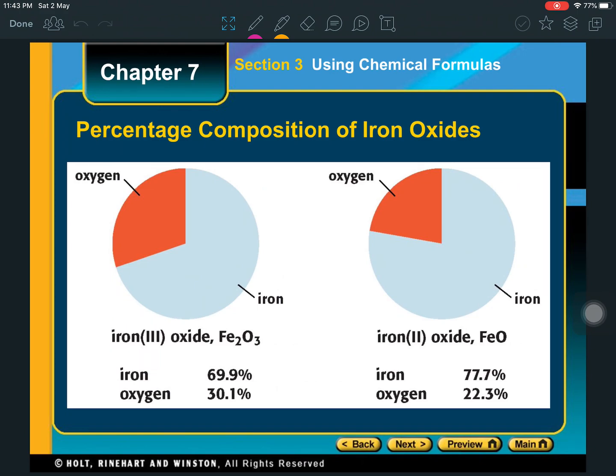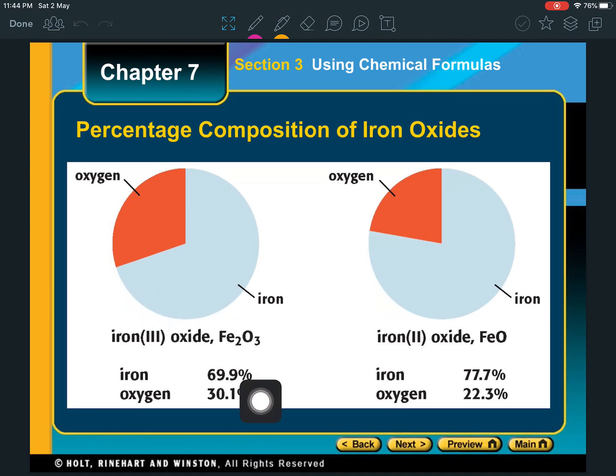So if I was looking at a compound like iron 3 oxide, Fe2O3, I can see that if I take that compound and I weigh each part of it, about 70% of the compound is going to be made up of iron, and about 30% of that compound is going to be made up of oxygen, which means that 30% is oxygen's percentage composition, right? So basically what we're going to be doing is taking a compound and finding out how heavy each element in that compound is and how much they weigh in the compound. What is their percentage composition of the compound?